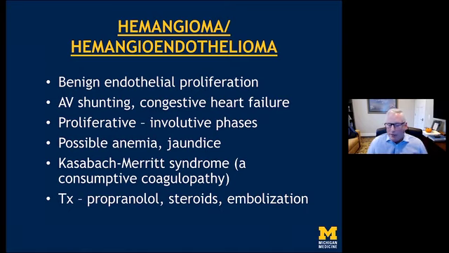It proliferates and then involutes. You can have anemia and jaundice. There is an association with hypothyroidism as well. And then there is a particular syndrome called the Kasabach-Merritt syndrome, where you can have loss of platelets, consumptive coagulopathy. The treatment currently is at times just observation, depending on the clinical scenario, because they should involute. Or alternatively, medications such as propranolol, a beta blocker, or steroids. These can be embolized as well since they are highly vascular.